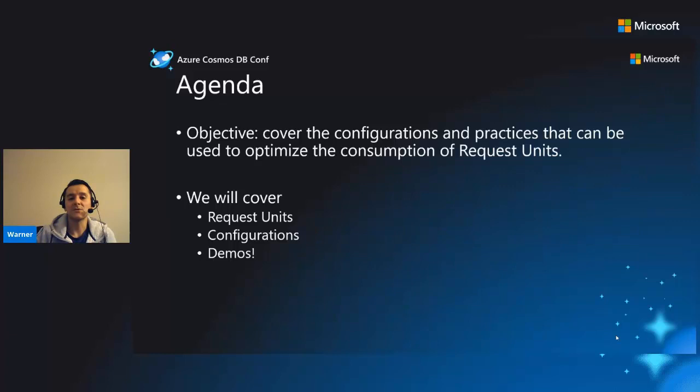So the agenda for today: the main objective is we're going to cover the different consumption models, configs, and practices that you can use to optimize how many request units you consume. If you are not super familiar with Cosmos DB, we are going to go into what the request units actually are, so you're still going to get value out of this session anyway. So we're going to cover request units, all the different configs, and of course, we're going to be showing a lot of demos so you can see the actual impact and how things work when you're actually doing stuff in practice.